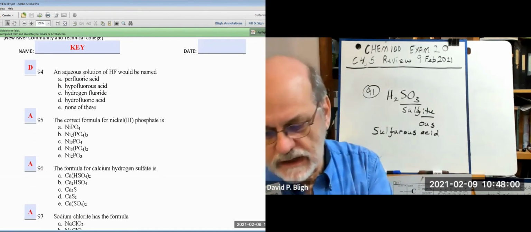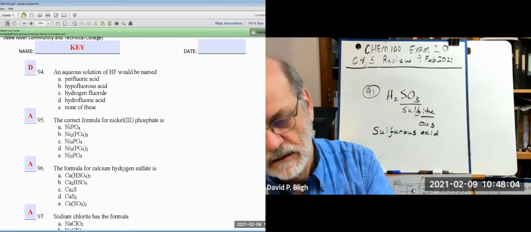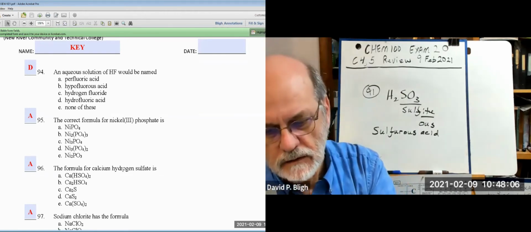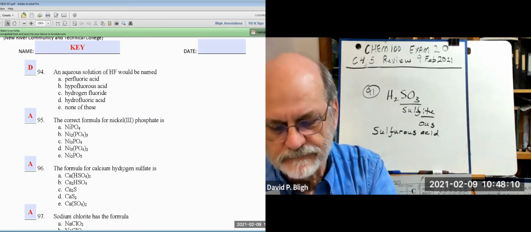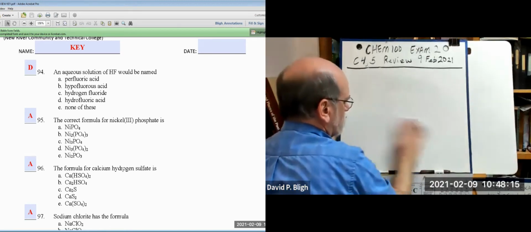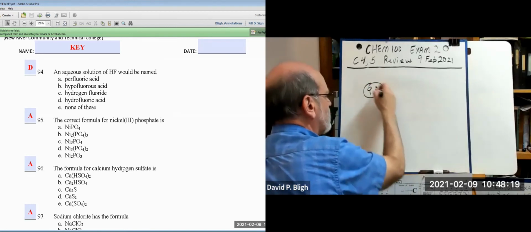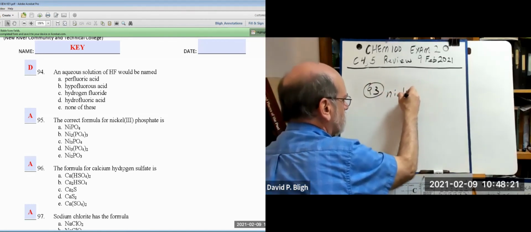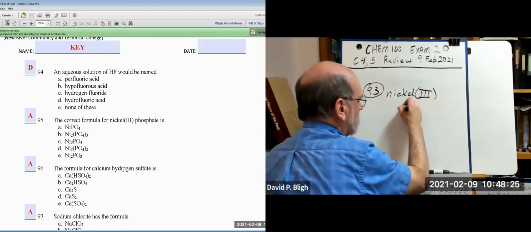Skip 93 and 95, the correct formula for nickel 3 phosphate. Right, so nickel 3 phosphate.